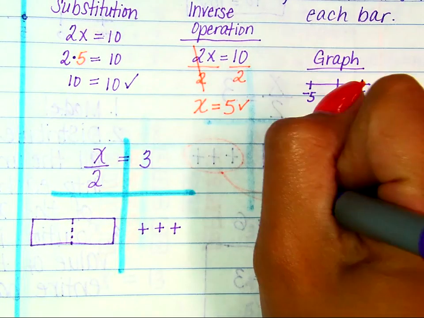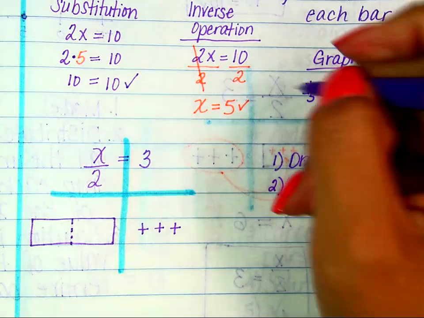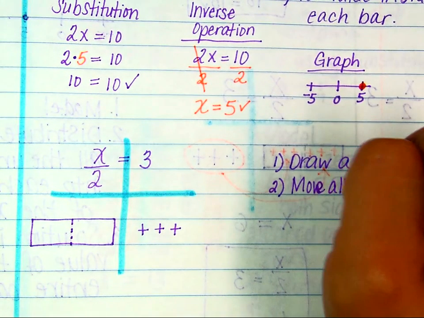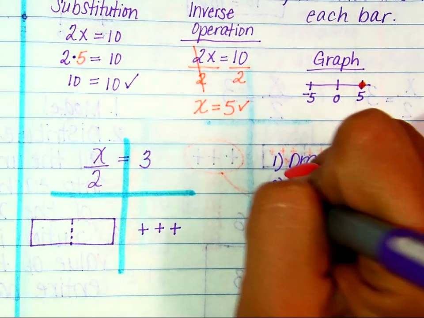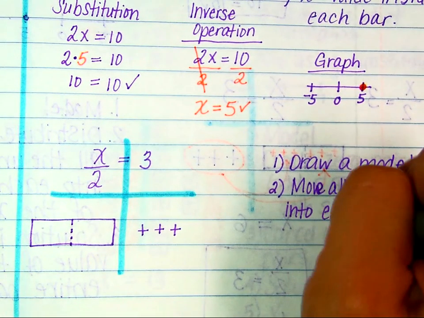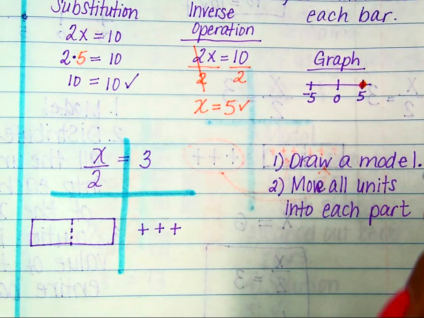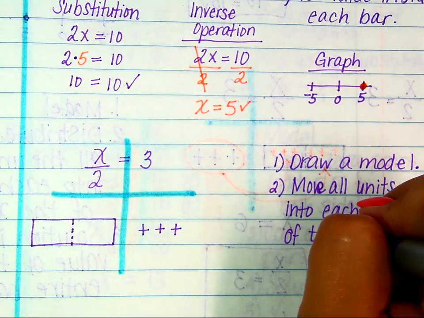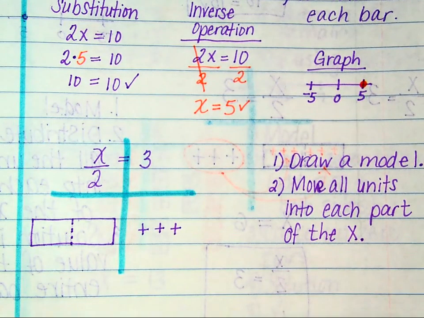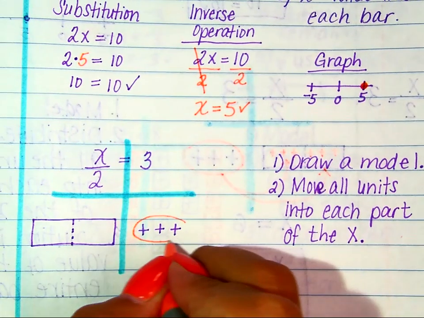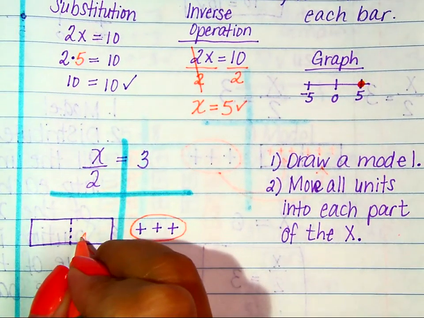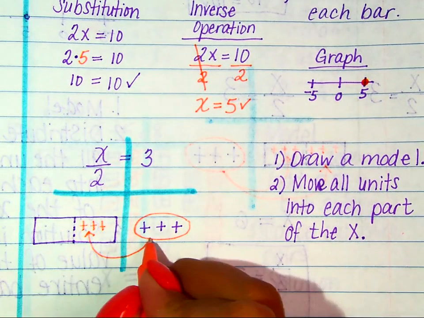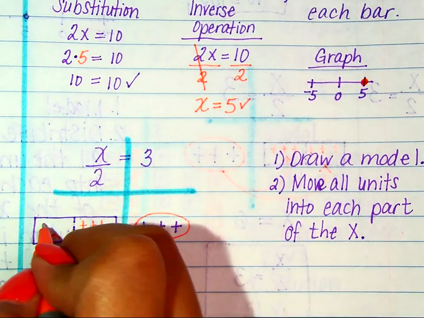So our second step here would be to move all the units into each part of the x. Okay, and I'm going to show that by grouping these 3, and I'm going to place or show with the arrow here. So I would have 3 positives in this part, and I would also have 3 positives in this part.